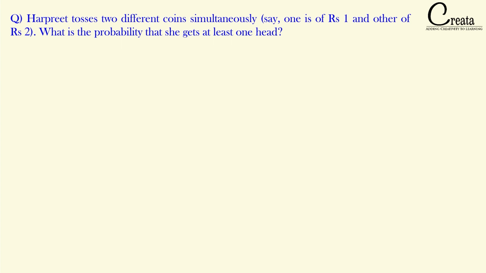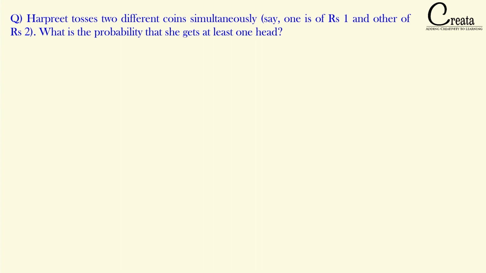What is the probability that she gets at least one head? So this is the question, an important question. In this question we are having two coins. Till now we have done the coin cases in which we are having only a single coin, where we got head or tail. Here we are having two coins and we are tossing both of the coins. So our first step, we will observe and visualize the question.